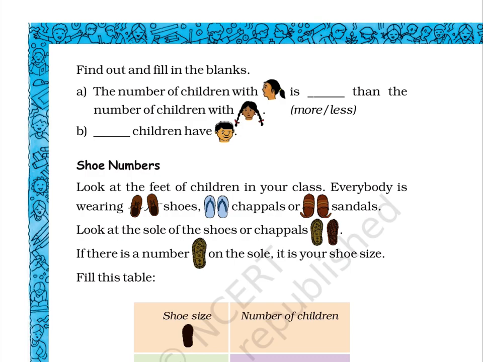Part 1. Find out and fill in the blanks. Question A. The number of children with one ponytail is dash, then the number of children with two ponytails. The options are more or less. Question B. Dash, children have no ponytail.